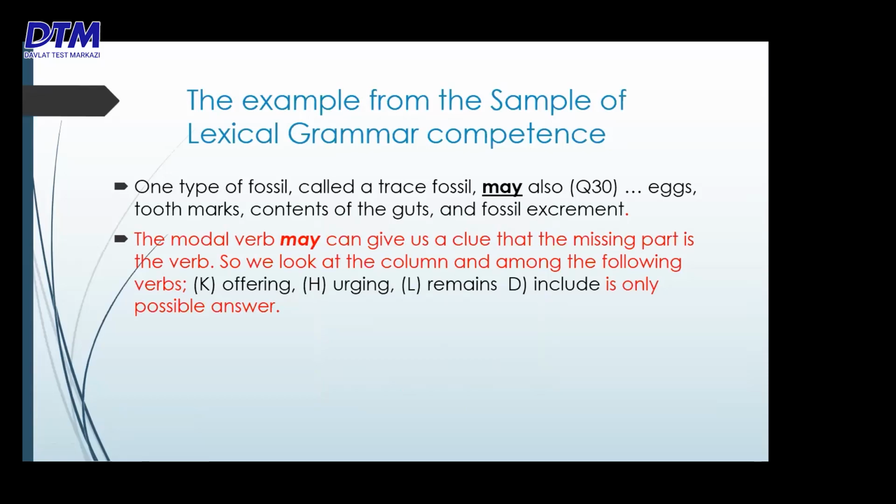So you can give yourself a hint that the missing part is a verb, and you will look at the column, and among the following verbs, offering, urging, remains, include, the correct answer D, include, is the only possible answer, because the other verbs are in gerund forms, and one of them in a third form. So just paying attention to the details of the sentence can help you to find the correct answer.